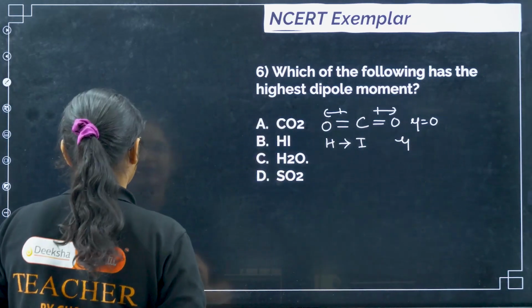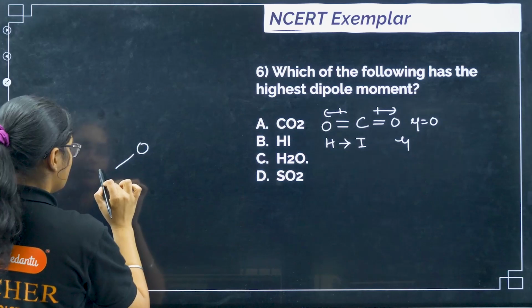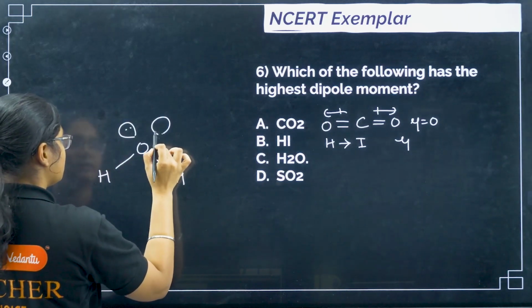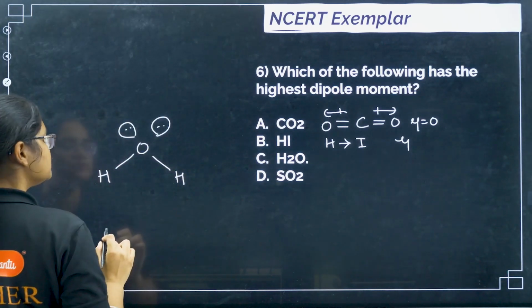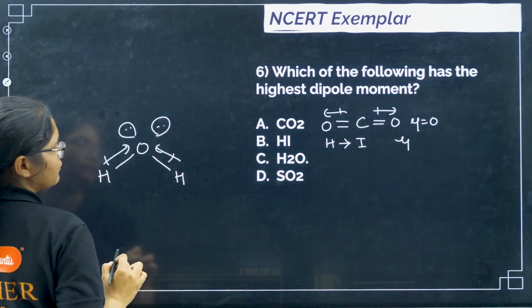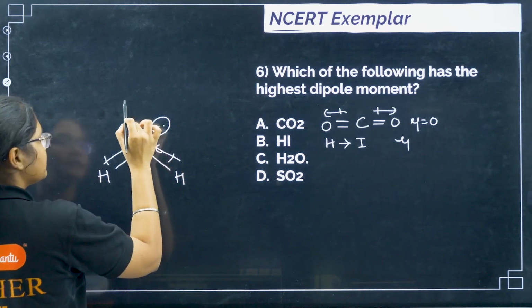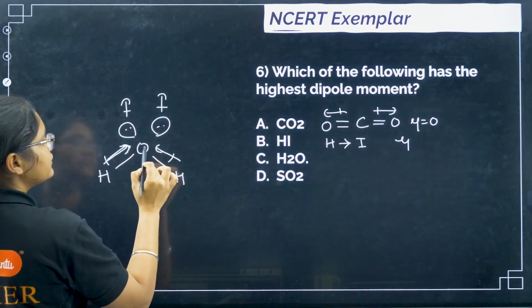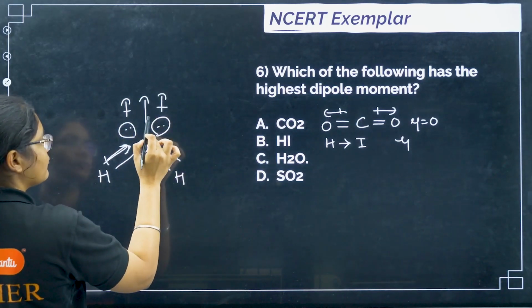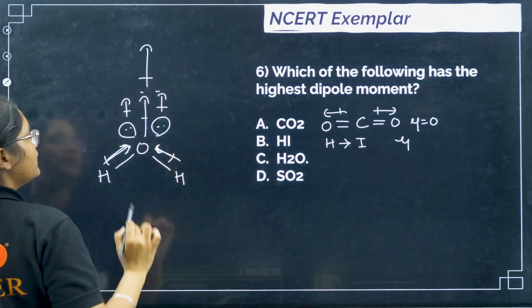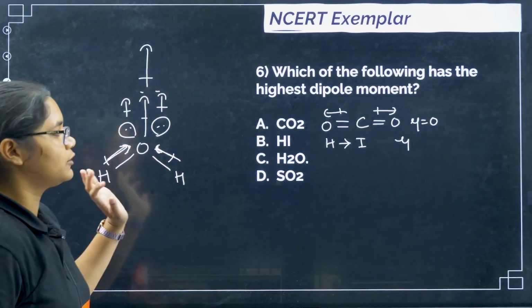Now if you talk about H2O, here we have a lone pair, here we have a lone pair. So now there is a dipole moment towards oxygen, there is a dipole moment towards oxygen, and these lone pairs also have a dipole moment towards the lone pair. So these two dipole moments have a net dipole moment in this direction. So there is a very strong net dipole moment present in the water molecule.